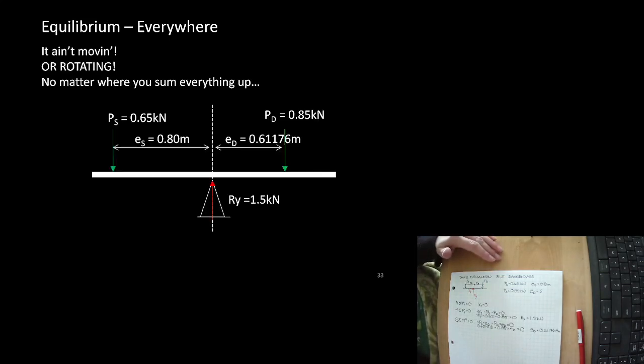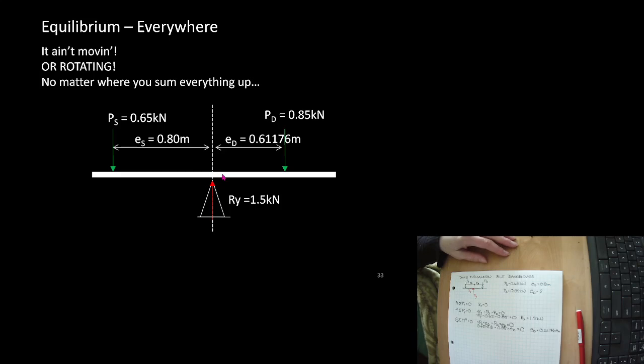So if it's not moving anywhere or rotating, this is a bit of a mind trip for people. For whatever reason, this one is hard, but it's very simple. If you are not spinning about your feet, you're not spinning about your head. If you are in equilibrium, you're not spinning or moving anywhere. We can talk about summing the moments about any point we want. If we want to see what it takes for it to be in equilibrium, it has to be in equilibrium everywhere. So no matter where you sum it up, it still has to be in equilibrium.